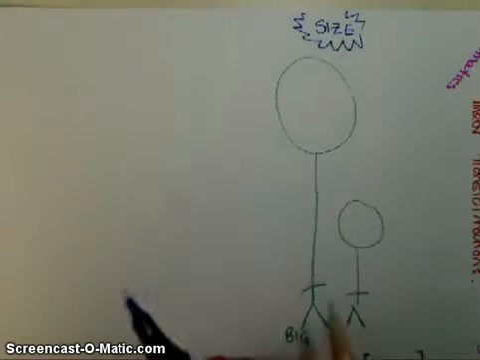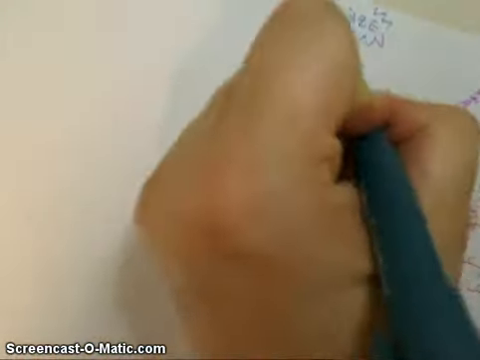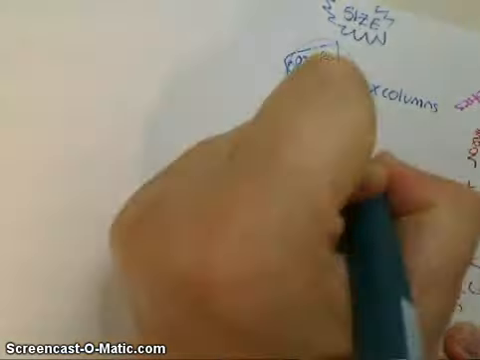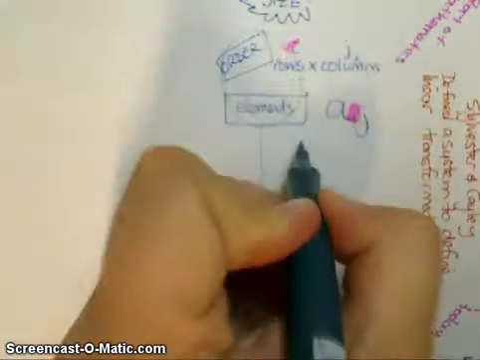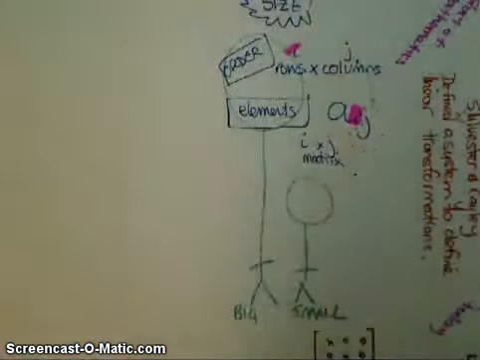Now with matrices, we don't talk about size being big or small. We talk about matrices as having an order. An order is just a representation of how many rows and columns they have. Each matrix is made up of elements, and those elements can be referred to by which row and which column they appear in.